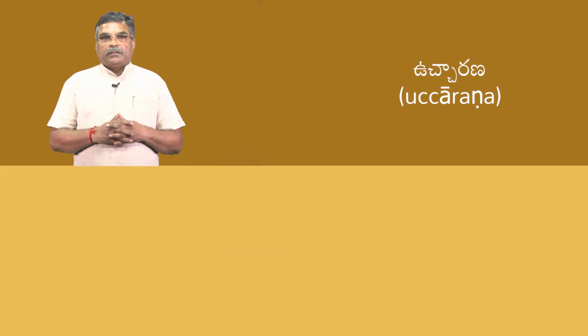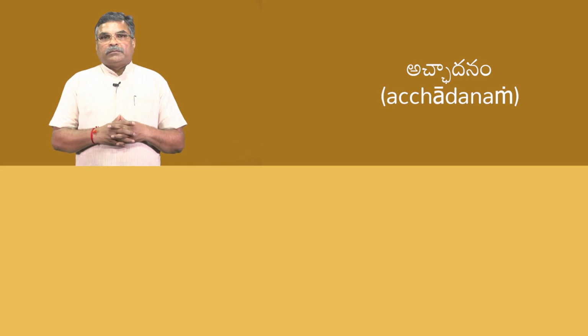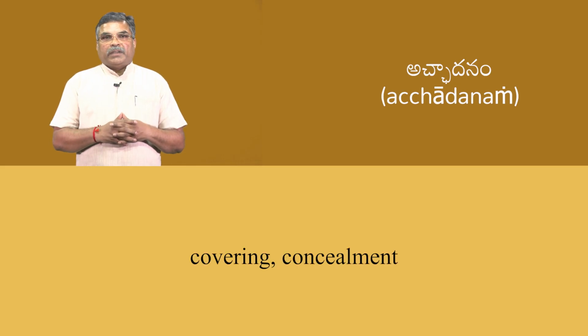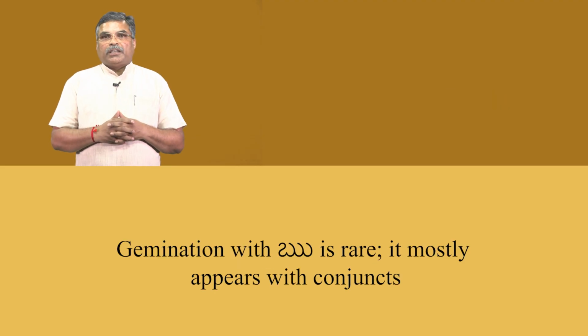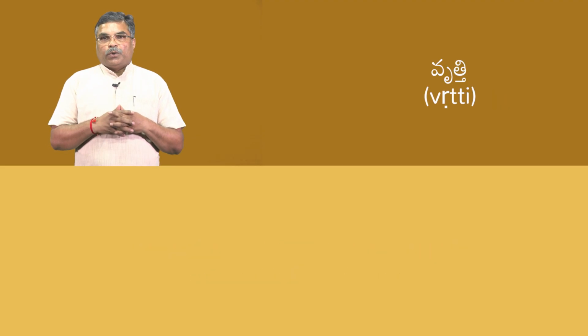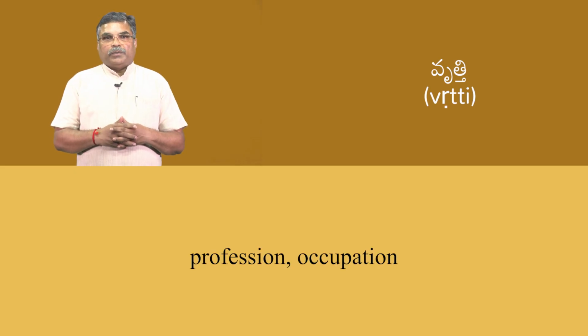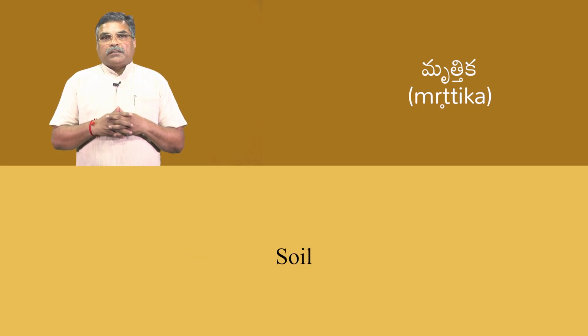correct, Ucharana, pronunciation, Achadanam, covering, concealment, Swachhata, cleanliness, purity. Gemination with ru is rare. It mostly appears with conjuncts. Vritti, profession, occupation, mrittika, soil.